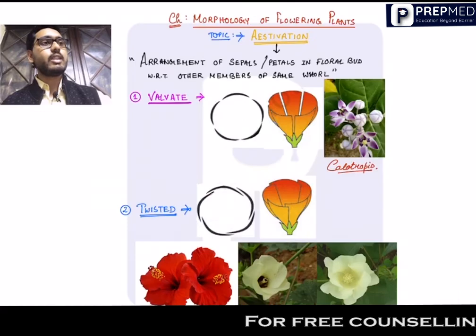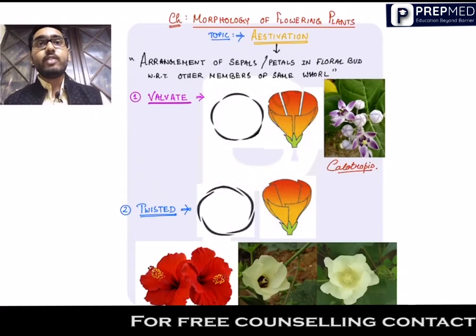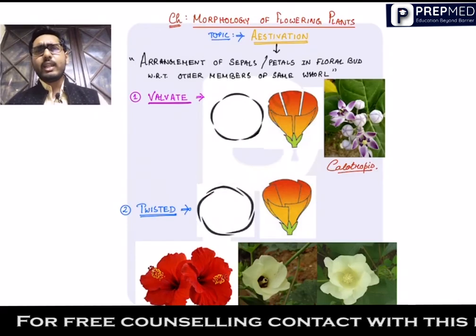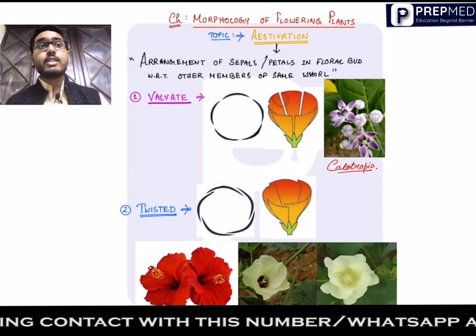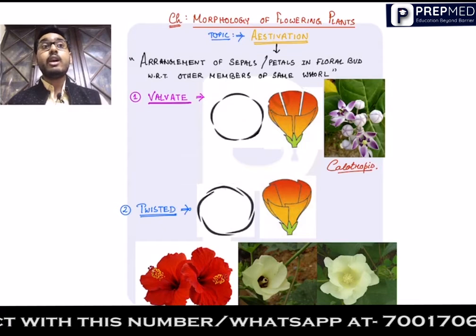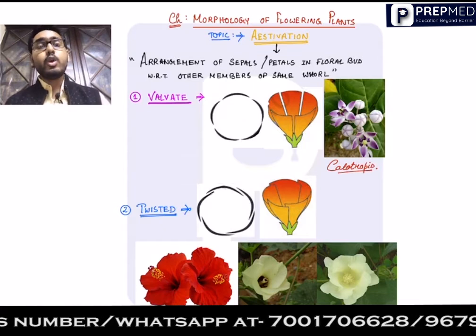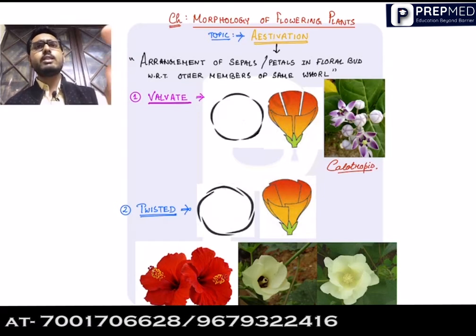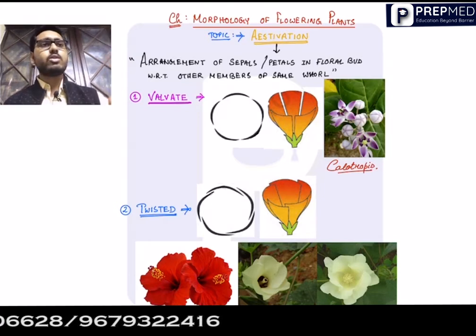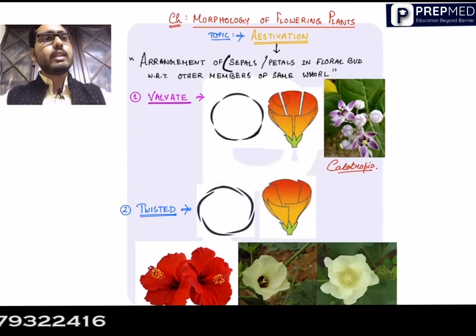Okay, so today's class is about the topic of estivation. So what exactly is estivation? Estivation is the arrangement of sepals or petals in a floral bud with respect to other members of the same whorl. So what does it mean actually? Sepals or petals, that's the first important part.